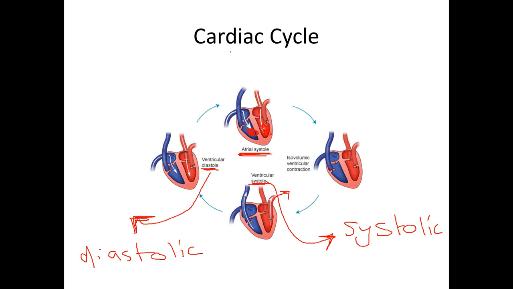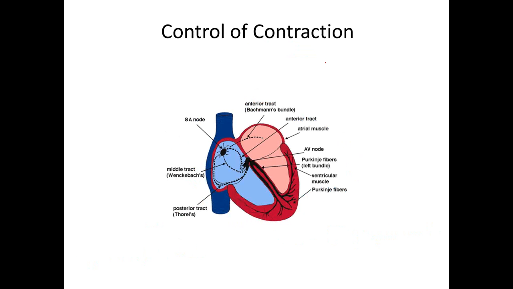Okay, so that's the cardiac cycle. Now, how does it work? How do we get a state where the heart can contract and relax, contract and relax, contract and relax? How's that all put together? Well, it's controlled electrically.